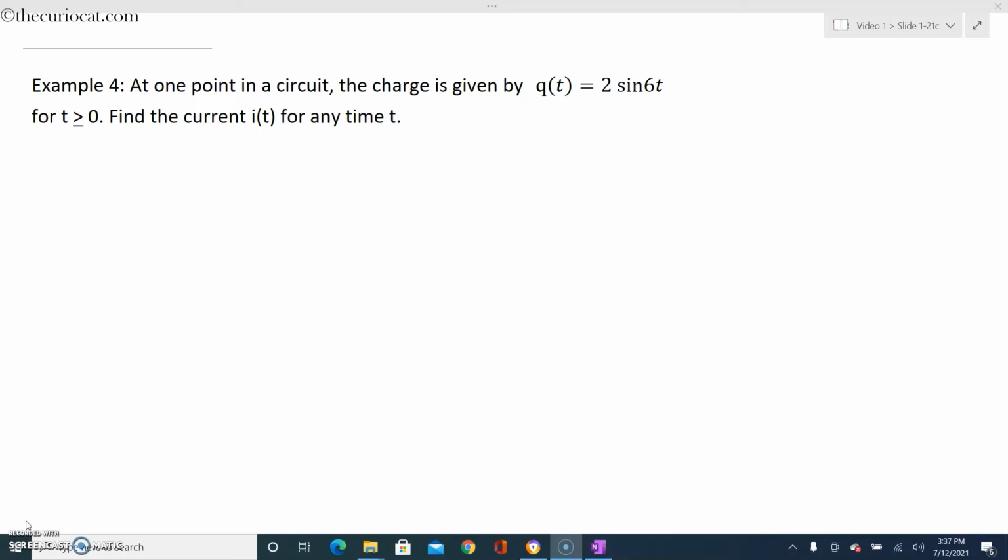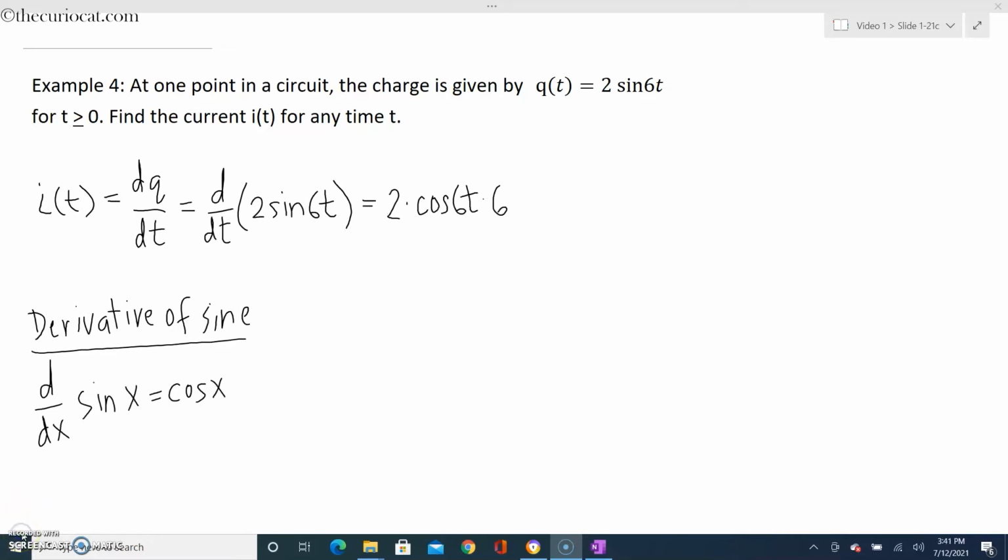We're given the expression for the charge Q(t), and we are asked to find the current i(t) for any time t. So we start with our formula for current. We enter the expression for the charge. We perform the derivative, keeping in mind the chain rule, and then we get the result.